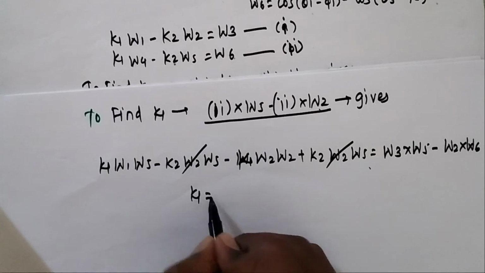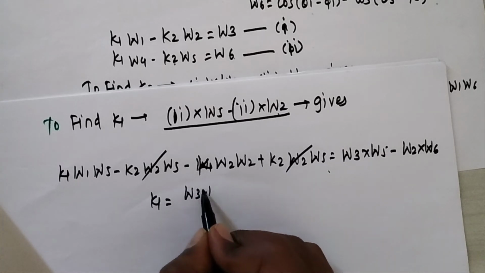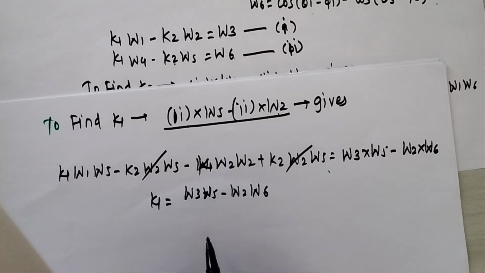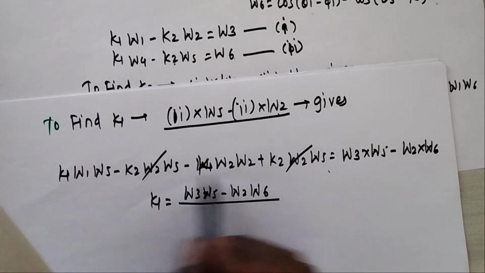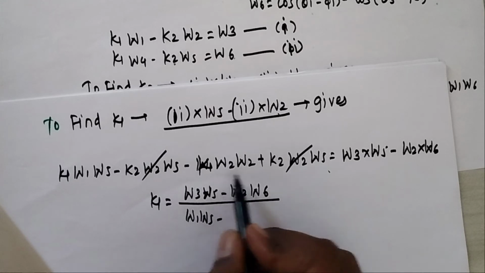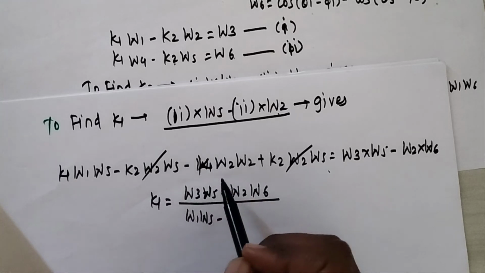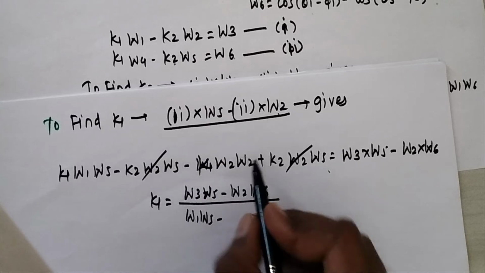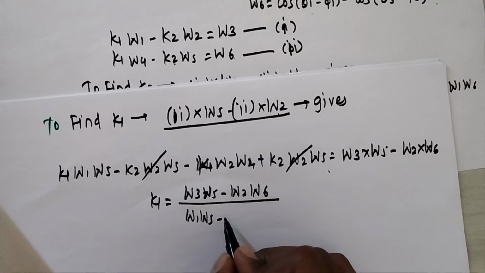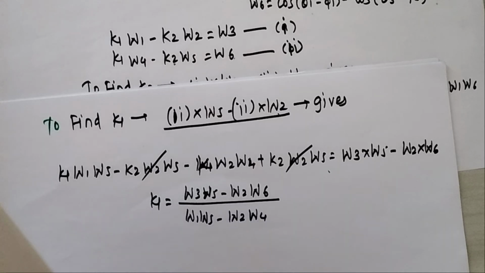So K1 by simplification, what is it? This term as it is. That term is W3 W5 minus W2 W6 upon this common term. So if I take common, it will be W1 W5 minus, here we are multiplying by W4, so it is W2 W4. So this is the equation for K1.